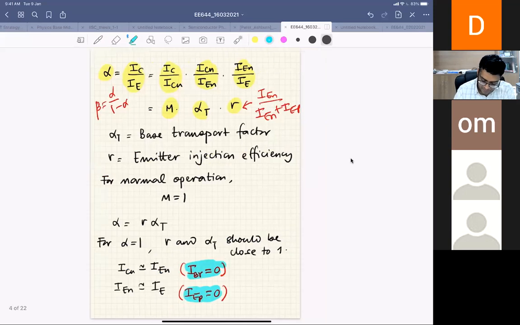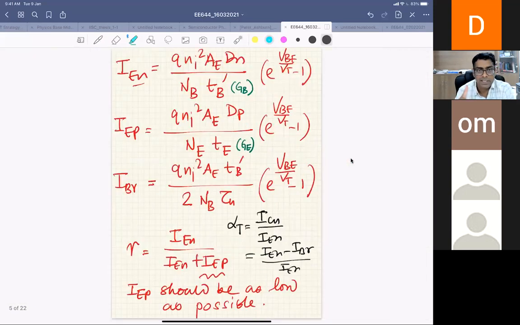So we have also derived these currents, right? We derived the IEN. I have taken this from my earlier notes, this page here. So IEN equals q ni squared AE DN divided by NB WB dash times exponential of VB by VT minus 1.